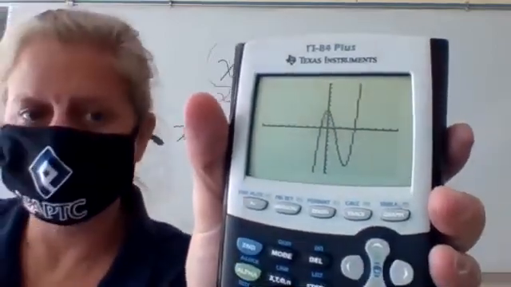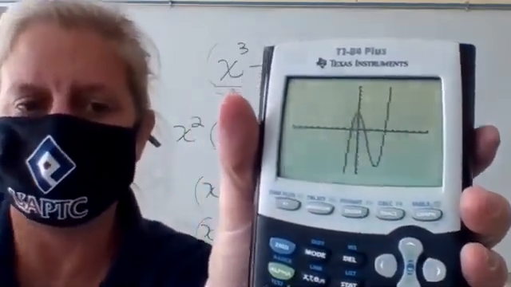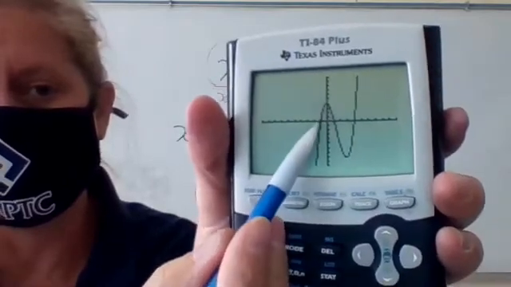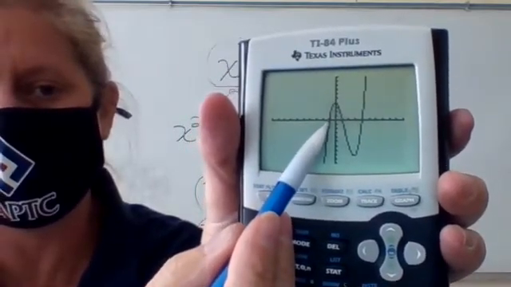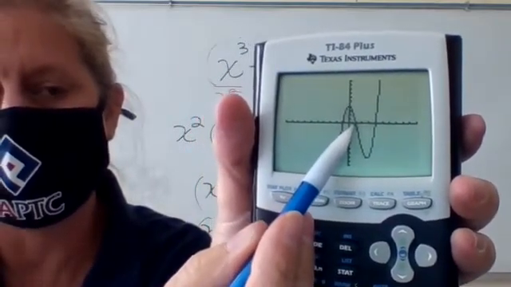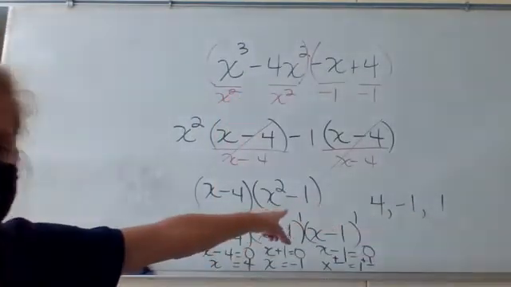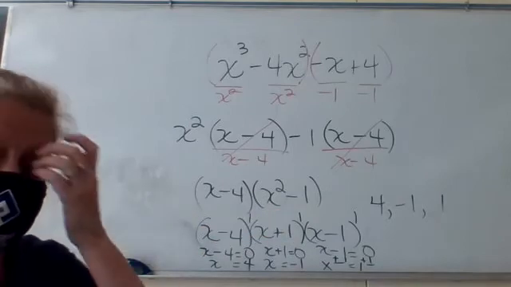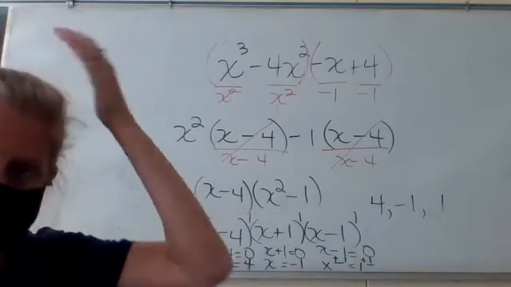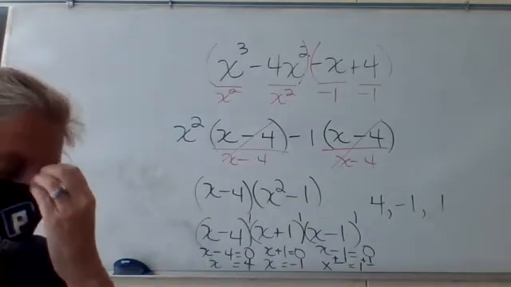So if you'll notice, what does the function do? It crosses through at -1, +1, and +4, which is what your zeros told you. It crossed through the x-axis at those 3 spots, okay?